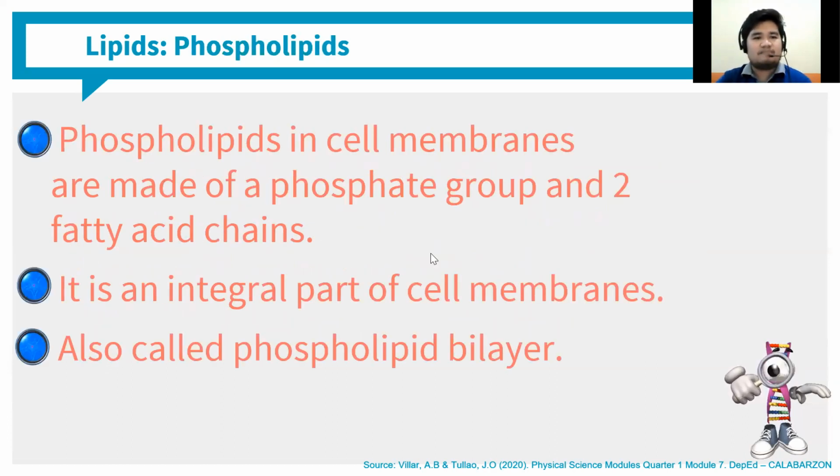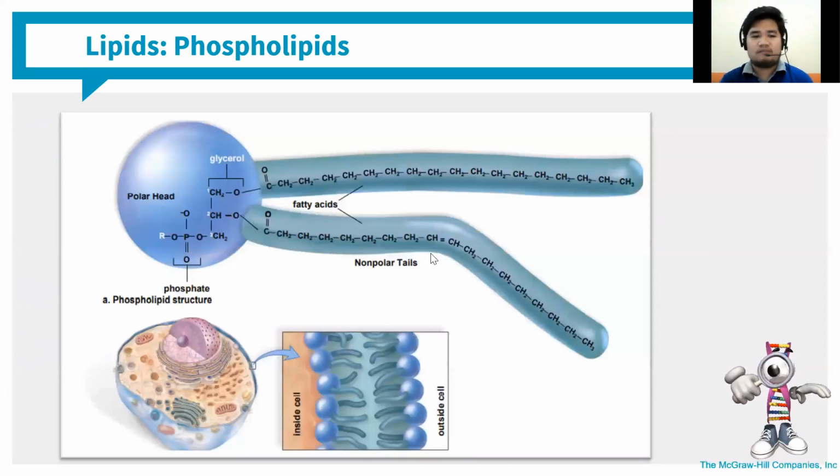Another type of lipid is phospholipid. So phospholipid in cell membranes are made up of a phosphate group and 2 fatty acid chains. It is an integral part of cell membrane, found in our cells. Phospholipids in cell membranes are also called phospholipid bilayer. This is an example of a figure of phospholipid bilayer. So, phospholipid bilayers are critical components of cell membranes.